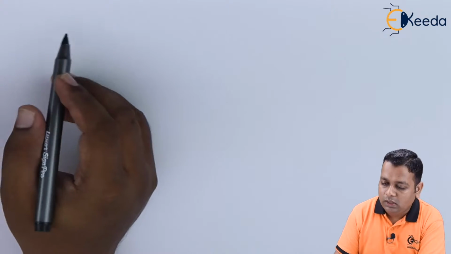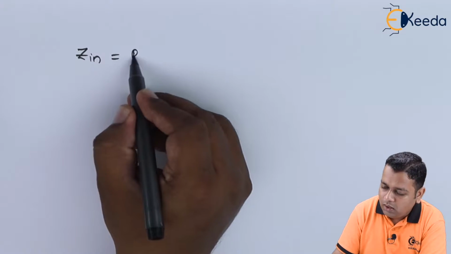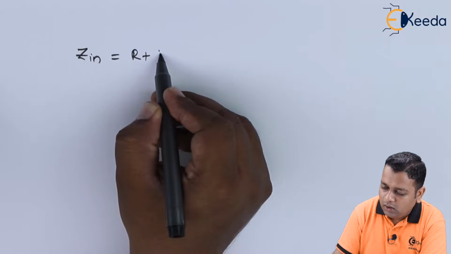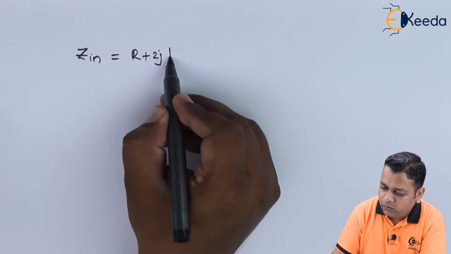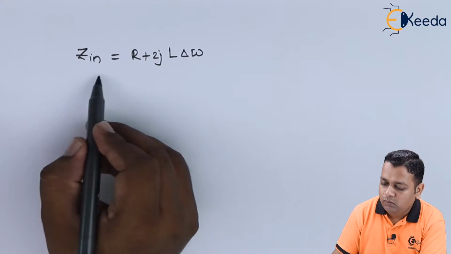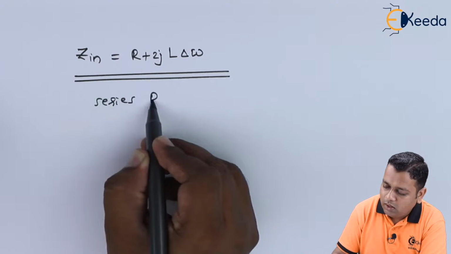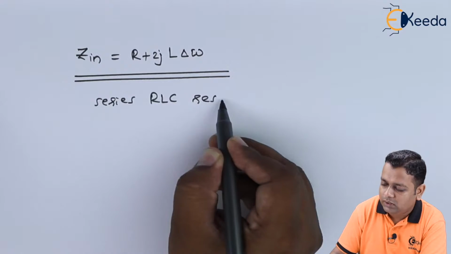Now if we compare equation number 2 to the first two topics of the chapter, the series resonant circuit and the parallel resonant circuit, we come to have an equation of similar form, where we have Zin equal to R added to 2 j L delta omega, which is from the series type of RLC resonant circuitry.